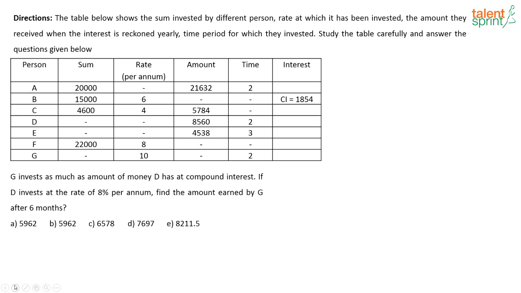So the next is again a missing data interpretation set. It says the table below shows the sum invested by different persons, the rate at which it has been invested, the amount they have received when the interest is reckoned yearly, and the time period for which they invested. Study the table carefully and answer the questions given below. Again a calculative data interpretation set. So try this question. What is given?